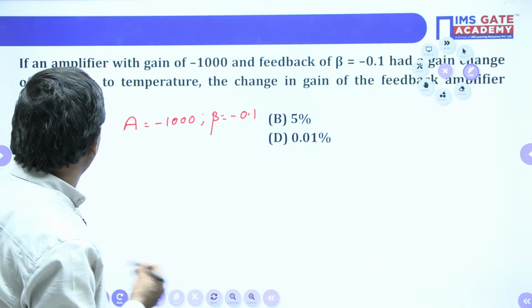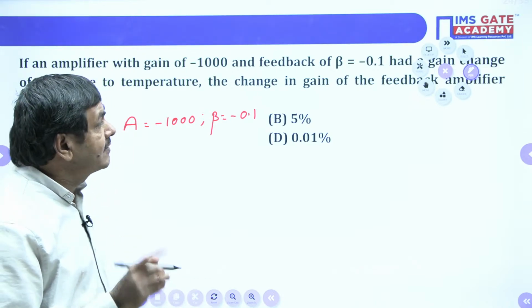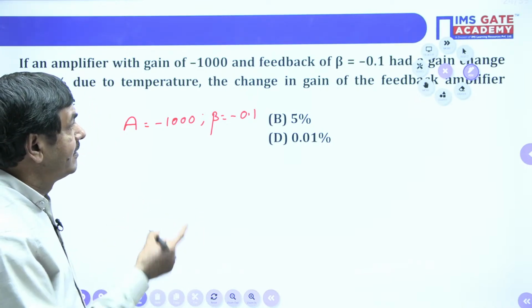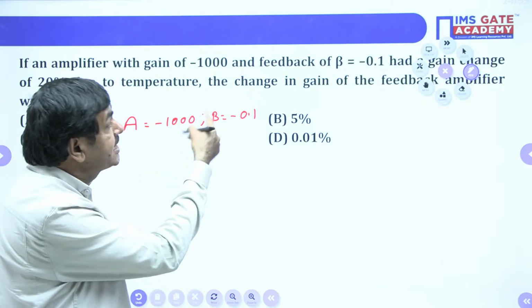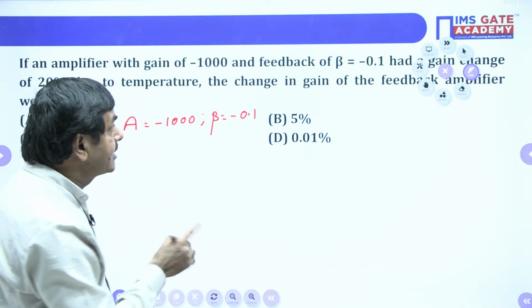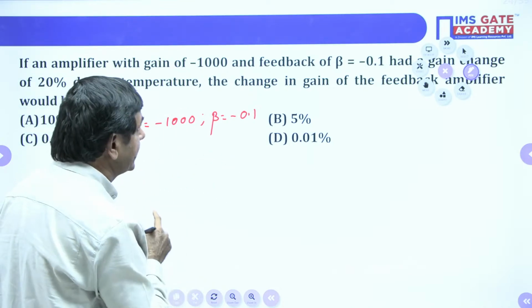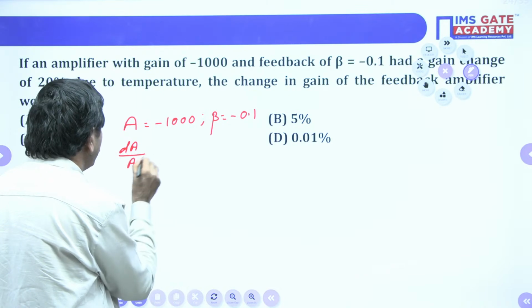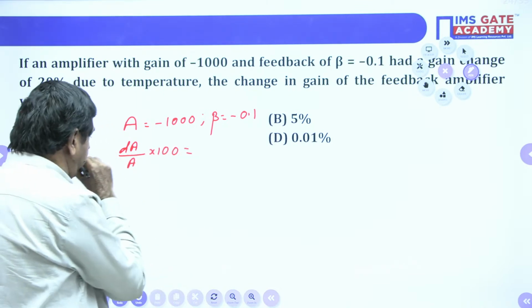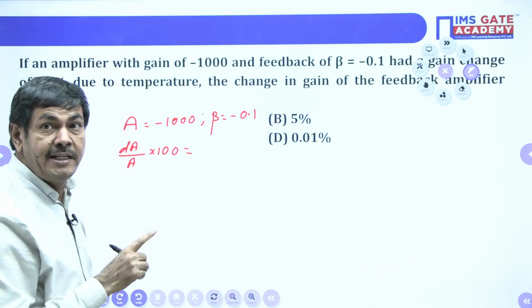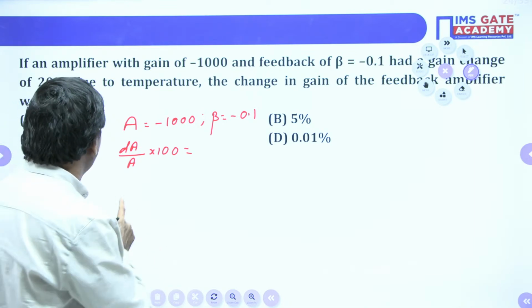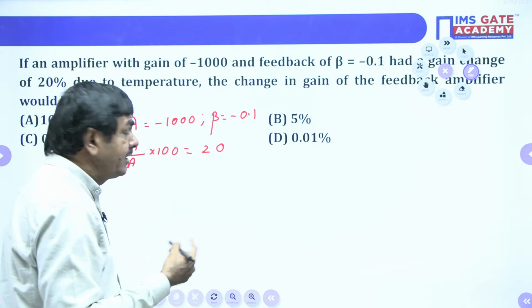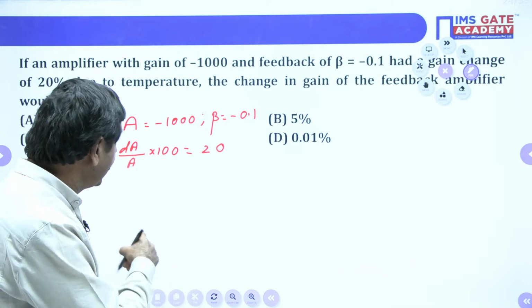It had a gain change of 20% due to temperature. Because of the change of temperature in the circuitry, the change in gain before feedback is 20%. There is a change in gain without feedback of 20%. Without feedback, change in gain is denoted by dA by A into 100. It is a percentage value given in the problem. That is why we put dA by A into 100 equal to 20. Don't divide by 100 again, because in dA by A into 100 I have taken 20 only.